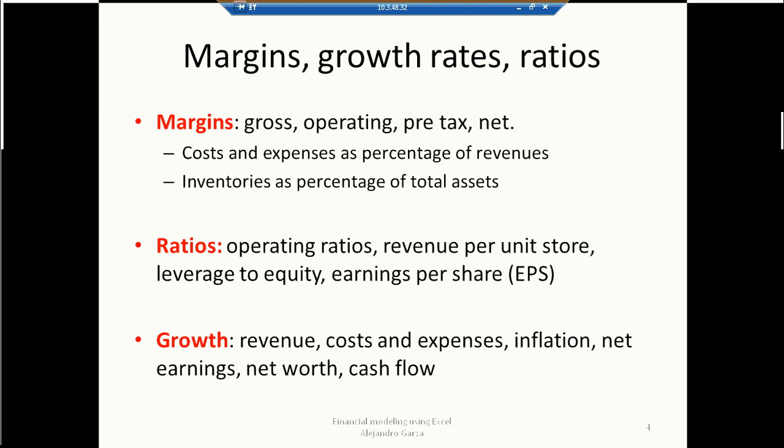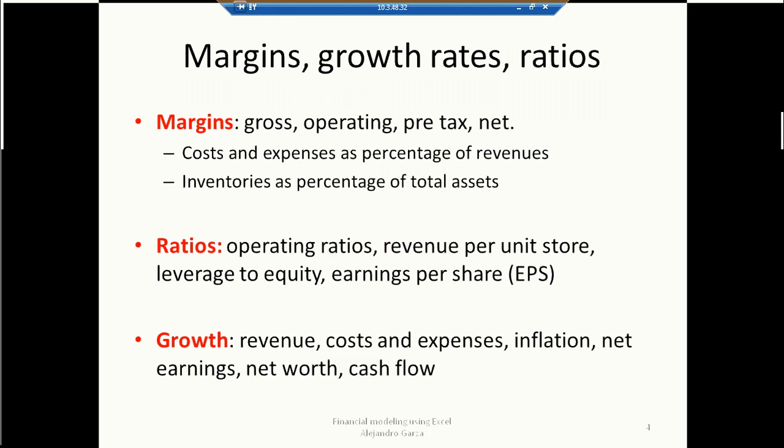We'll be looking at margins, ratios, and growth. These are the three basics that will always be used again and again in one way or another. Margins, we're going to look at gross margins, operating margins, pre-tax margins, net margins. So it's a very simple concept. It's just costs and expenses or profits expressed as a percentage of revenues.